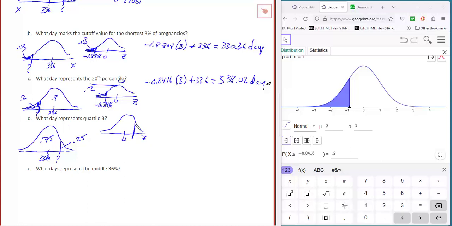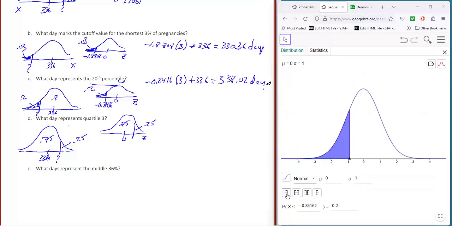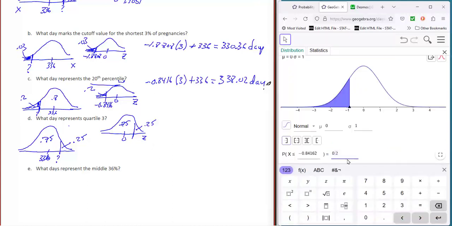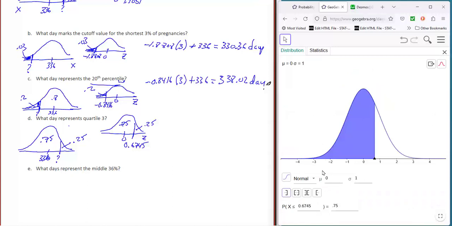Same thing, it's a cutoff here, and it separates the lower 75% from the upper 25%. Now, which one should you do? Should you choose lower or choose upper? The answer is it doesn't matter as long as you are aware what these numbers really mean. If I choose lower, I must type in 0.75. When I do that, I get 0.6745. If I decide instead to use the upper part, the 0.25, then I must type in 0.25, and when I do that, I get exactly the same number.